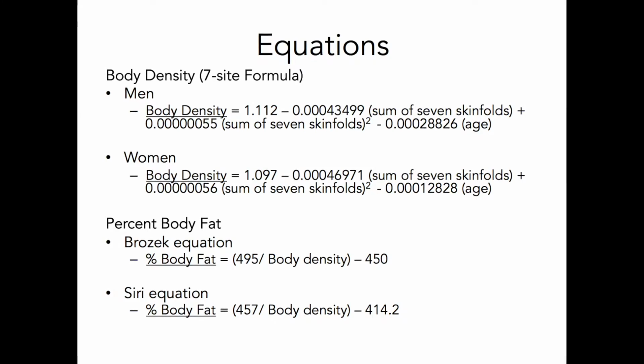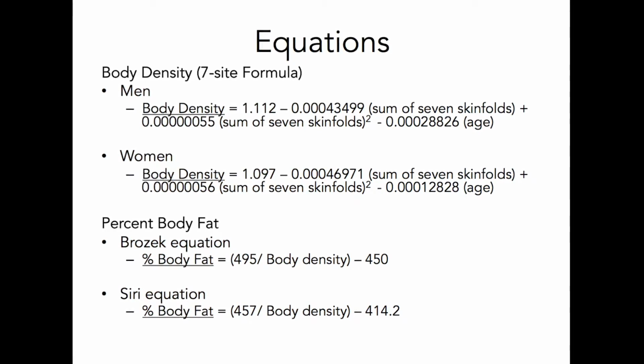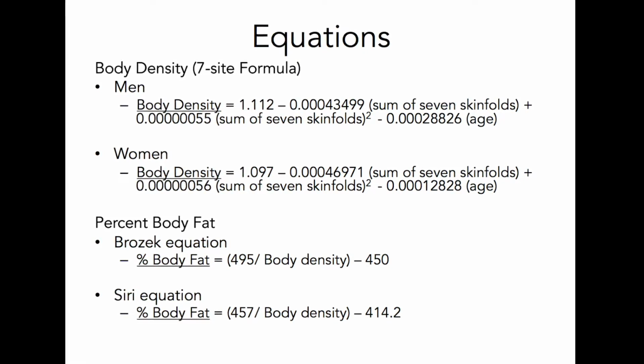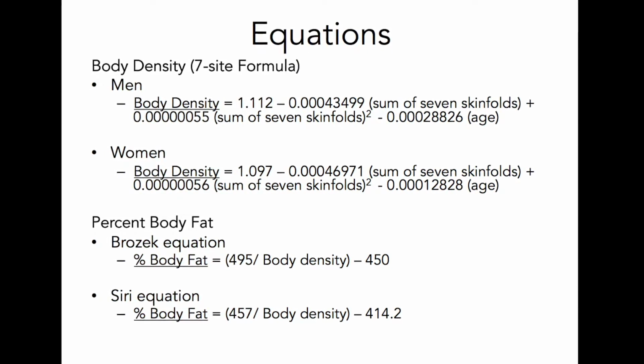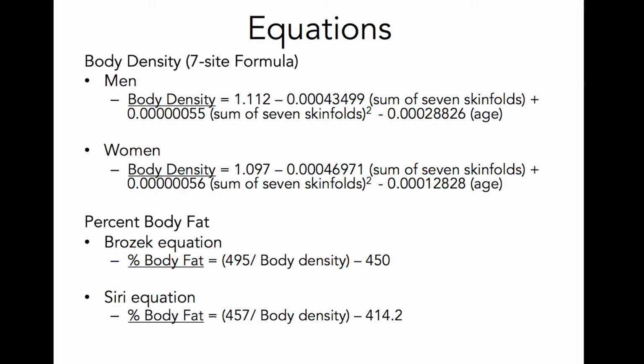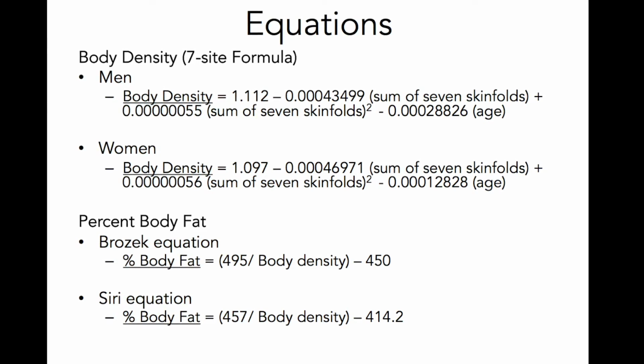To estimate body fat, we will utilize generalized sex-specific skin fold equations. These equations estimate body density with an accuracy of plus or minus 3.5%. Percent body fat can be estimated from body density with the Brozek or Siri prediction equations. Population-specific equations are also available to obtain more accurate estimates.